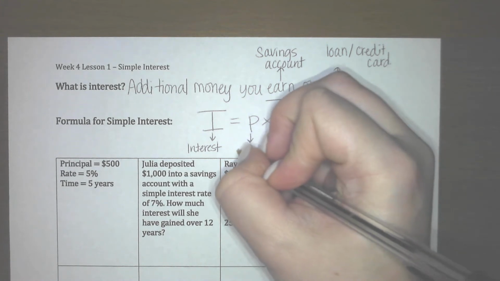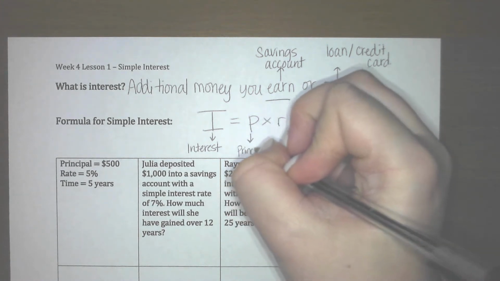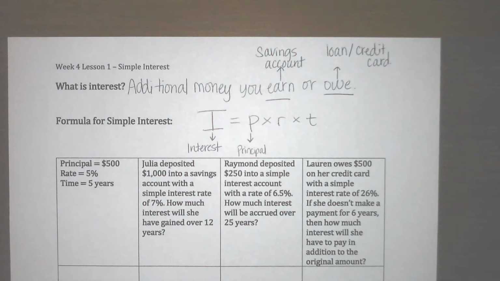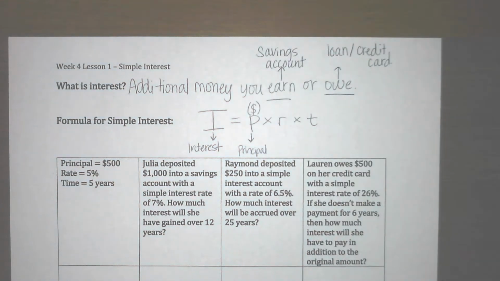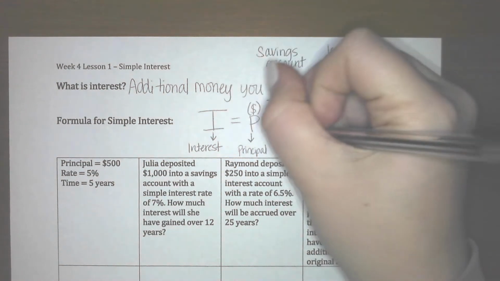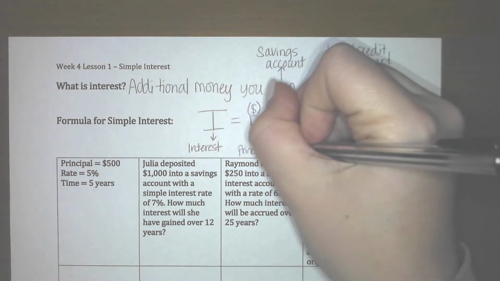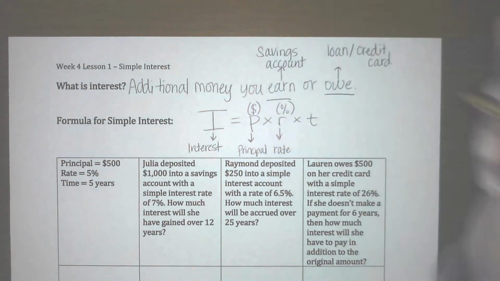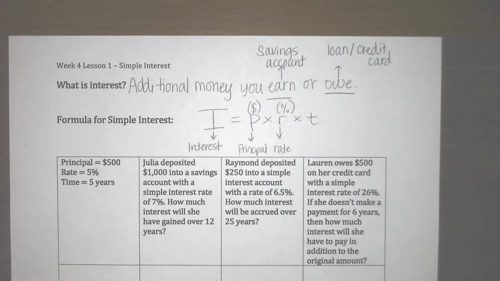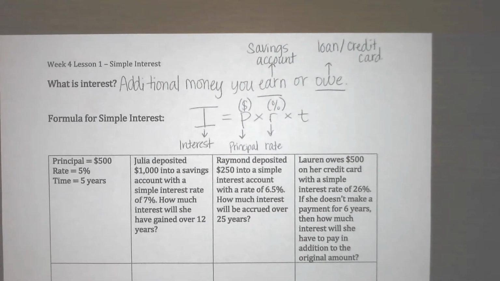P is the principal amount. So the principal is the original amount of money that you are depositing or that you owe. Okay, it's the original amount. I'm going to put a little money sign. R is the rate. Okay, this is your percentage. Whatever savings account rate or credit card rate or loan rate that they give you, that's super important.